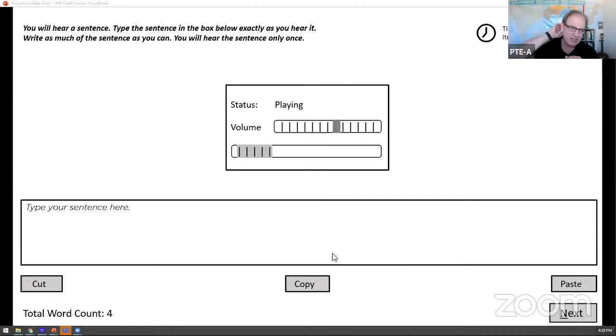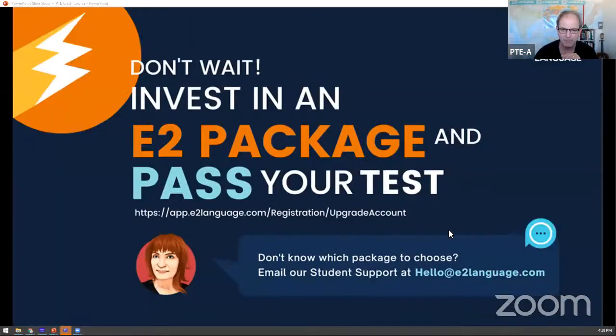Write from dictation. This one is like repeat sentence. You'll hear a sentence and you've got to type it exactly as you hear it. You'll hear it only once. So again, listen to the first half, the second half, understand, and then type it. So it's like listen and repeat. We're going to listen, understand, and then type it out. You're going to use your memory of what you heard, and then make sure that you've got a grammatically correct sentence that sounds exactly like you heard, it's correctly spelled, and it's punctuated correctly as well.